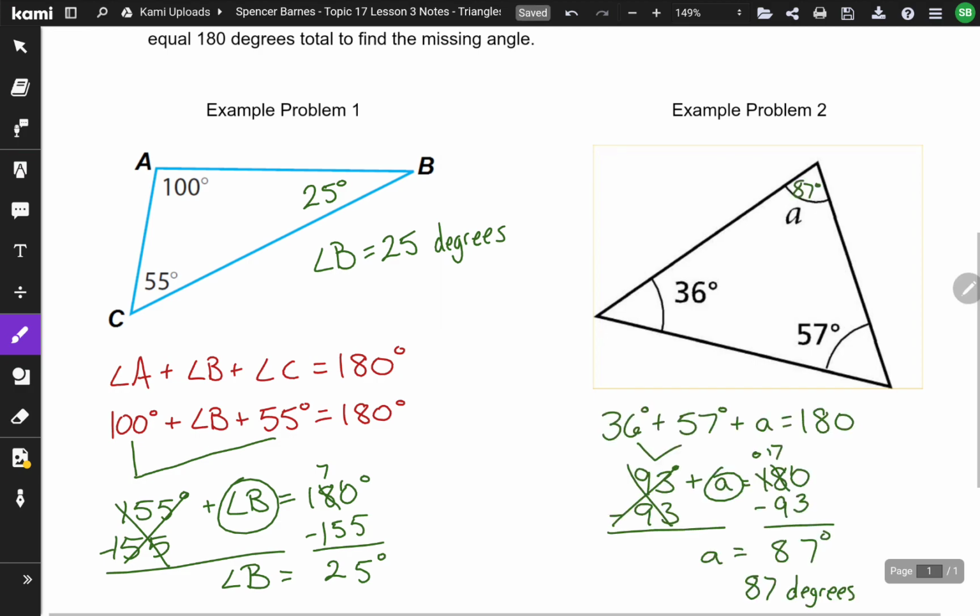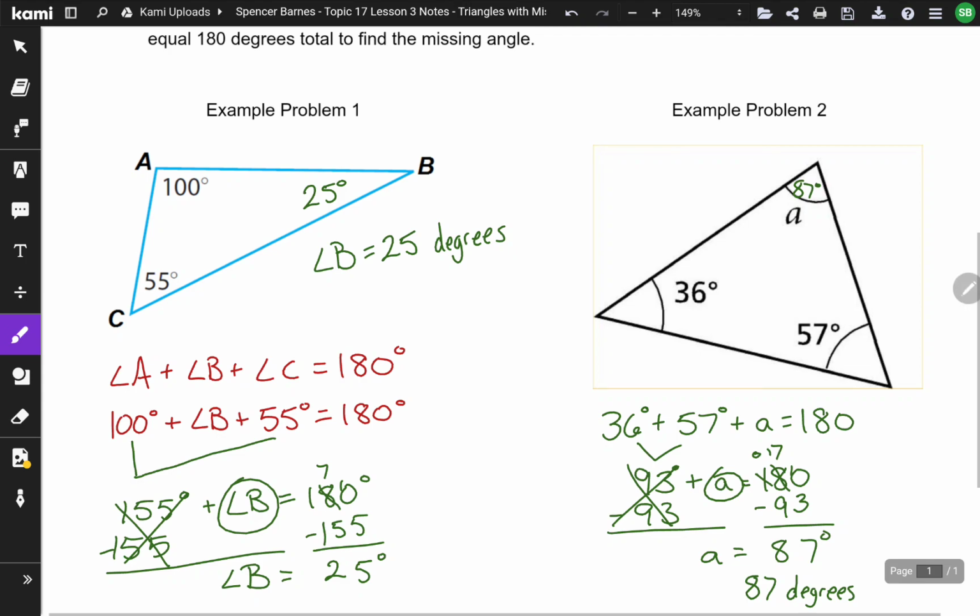All right, well, hopefully you were able to figure this out and know that you can just add those 2 angles together and then subtract that from 180. You could also just go the route of doing 180 minus 36, get that answer, and then subtract 57. Kind of several ways to do this one.